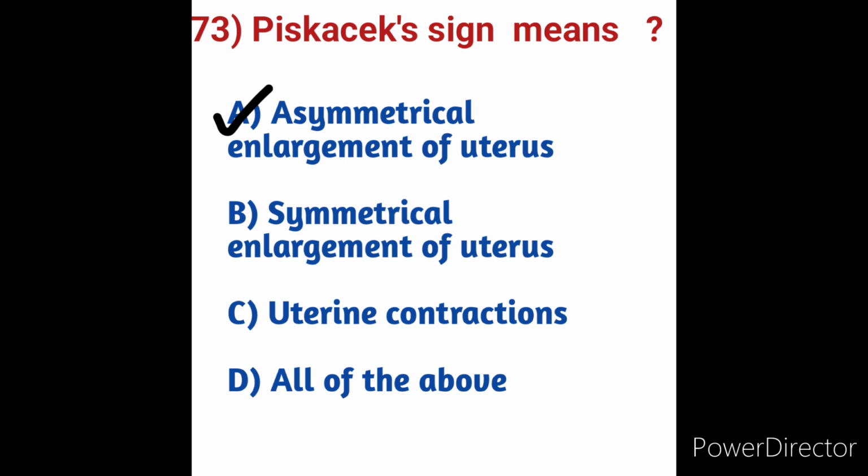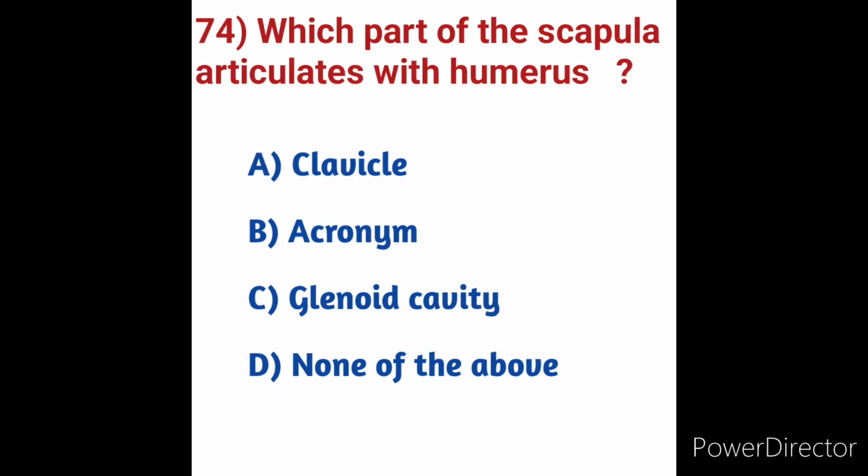Next we will move on to question number 74. Which part of the scapula articulates with the humerus? Here in these options, which part of the scapula can articulate with the humerus? We will see the options. Option A, clavicle. Option B, acromion. Option C, glenoid cavity. Option D, none of the above.